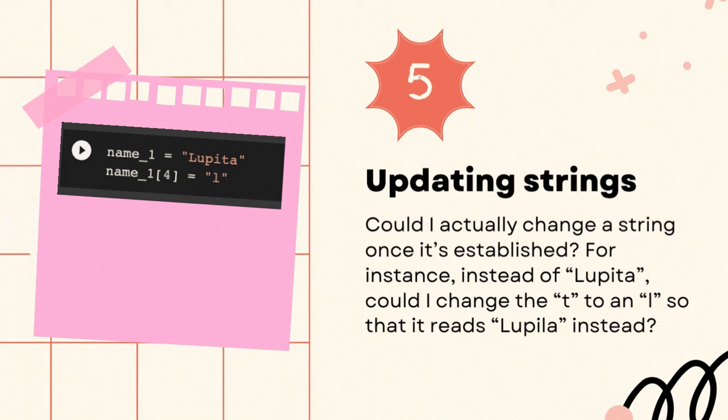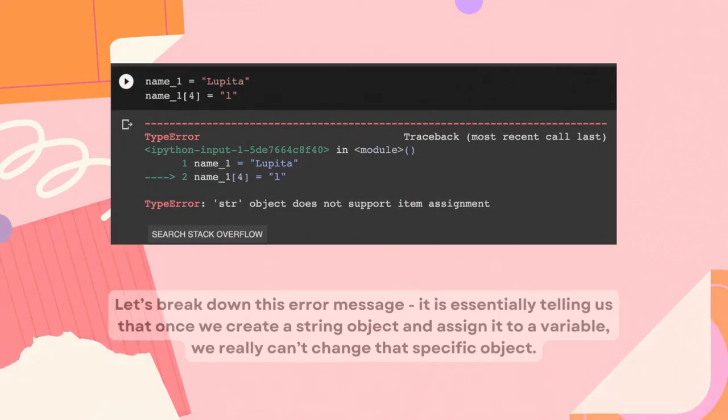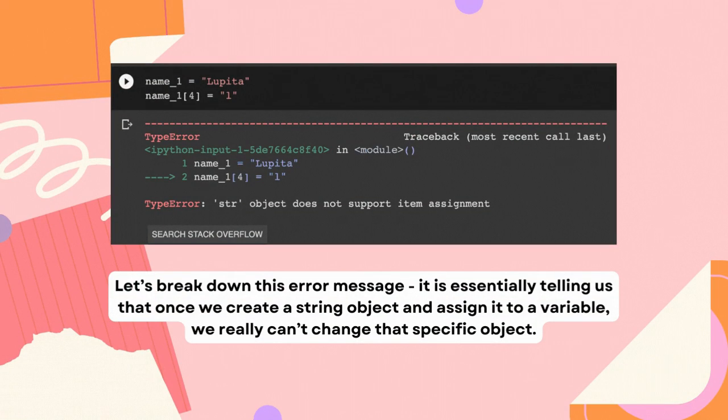So first, in order to change that T to an L, I'd have to figure out what position that T is at in Lupita. That is at 0, 1, 2, 3, index position 4 in the string Lupita. Now let's grab that character at our index using the indexing syntax I showed you earlier and try to set the value at that index position to L. So we get back this really interesting error message.